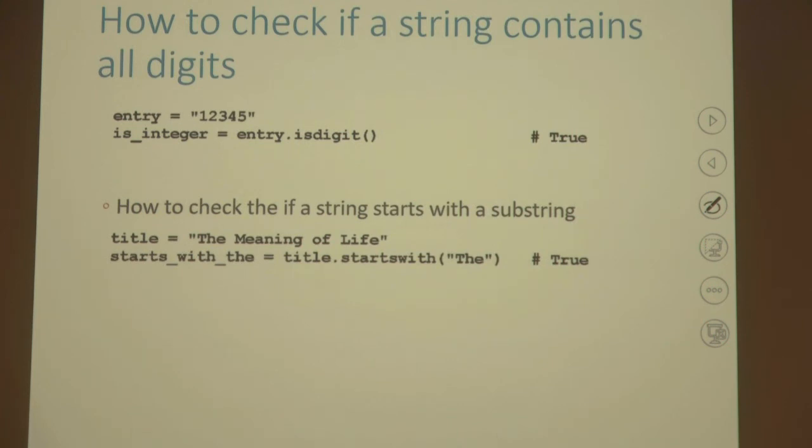Let's take a few only here. So you have entry. So entry equals 12345. Entry is what? Is it a digit or a string? Is it an integer or a string? String. It's a string. Why? Because of the double quotes. We have the quotes.